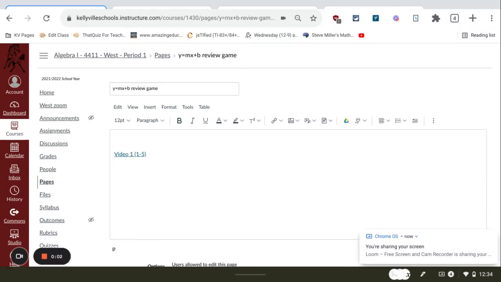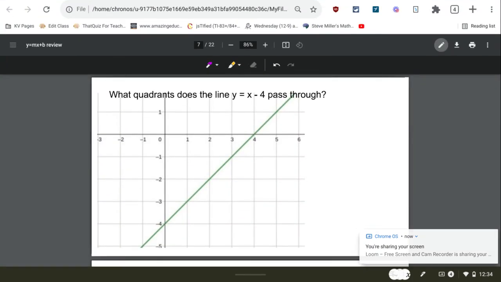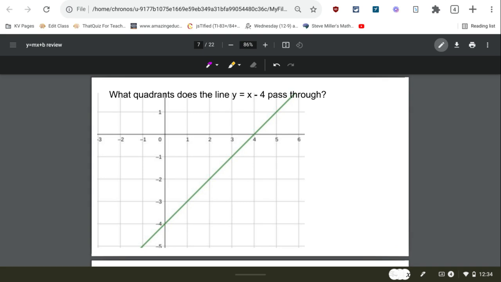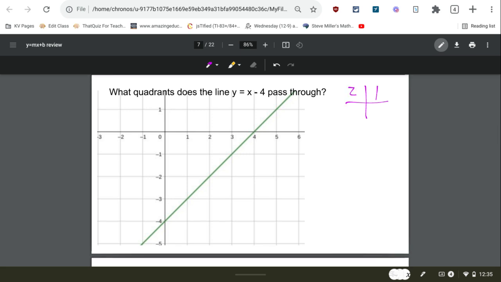All right, moving on. Number 7. What quadrants does the line below pass through? Your quadrants are 1, 2, 3, and 4. Looks like this one passes through quadrant 1, not quadrants 2, 3, and 4. So the answer would be 1, 3, and 4. Those would be your quadrants.